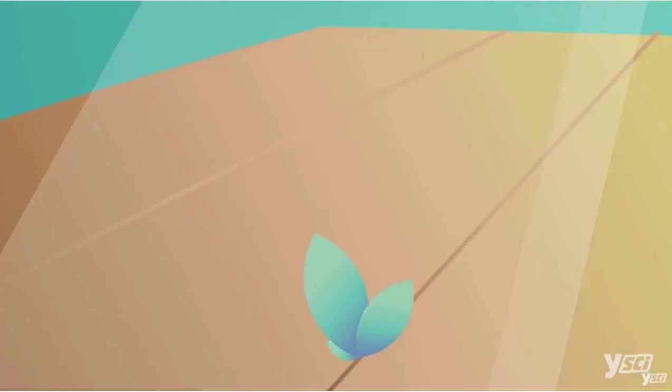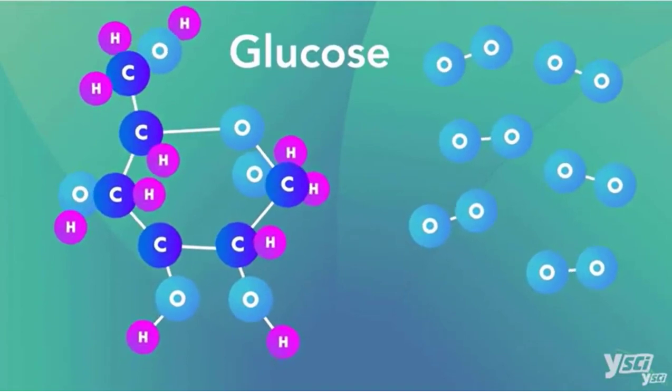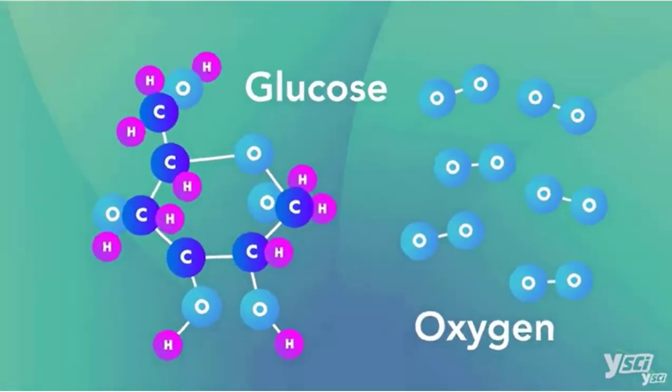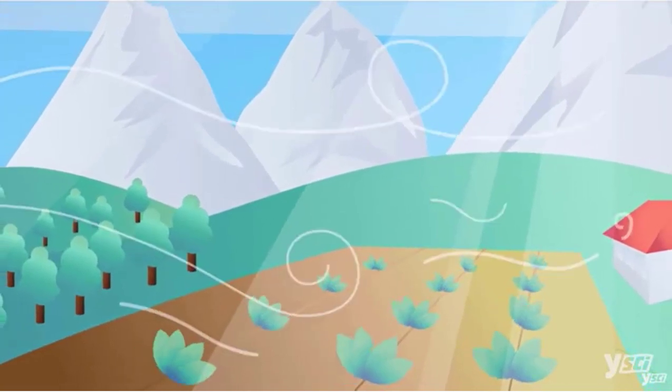Photosynthesis is fundamental to life on Earth. Through this synthesis reaction, plants produce glucose, which they use for energy, and oxygen. Without this process, we wouldn't have food to eat or oxygen to breathe.